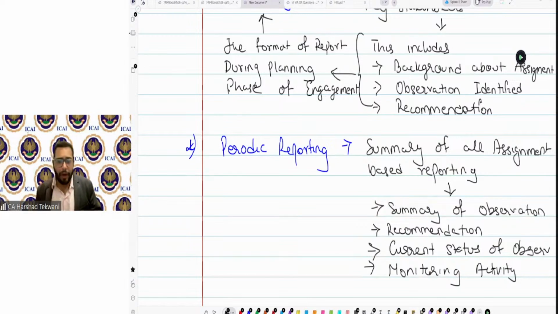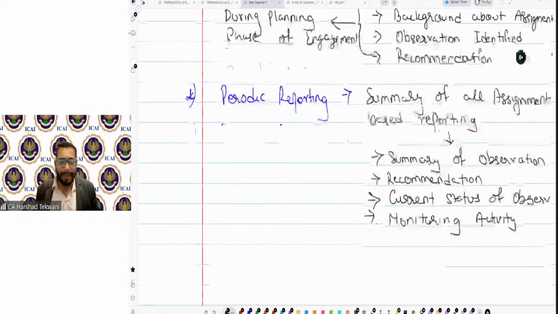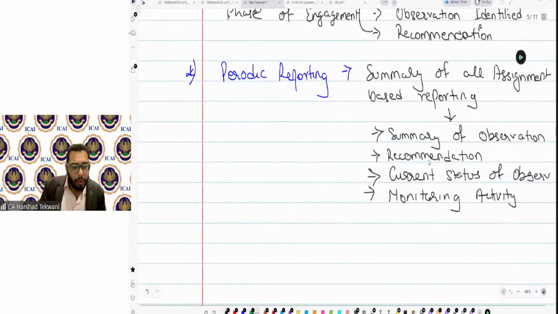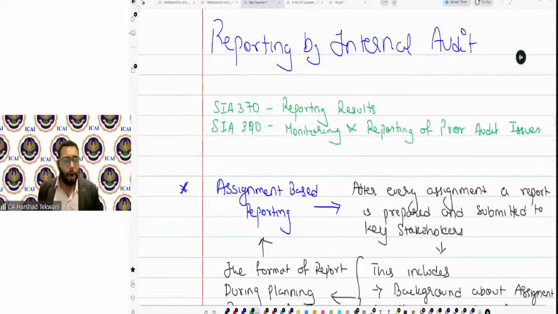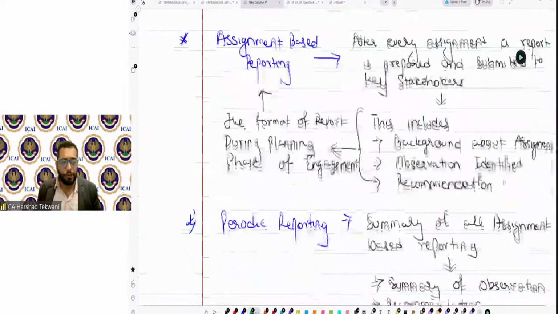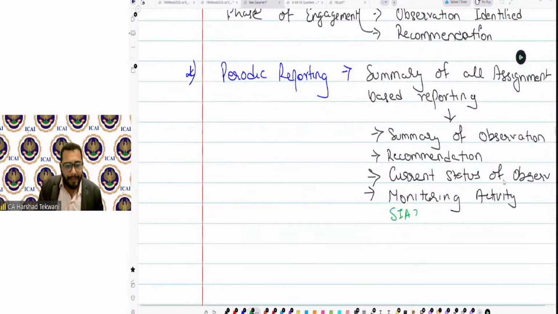Monitoring and reporting of prior audit issues is governed by, as I just told you, SIA 390 that we discussed now. Monitoring and reporting of prior audit issues is nothing but the monitoring activity that is done. Clear?